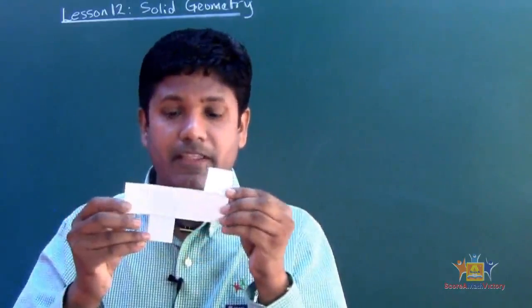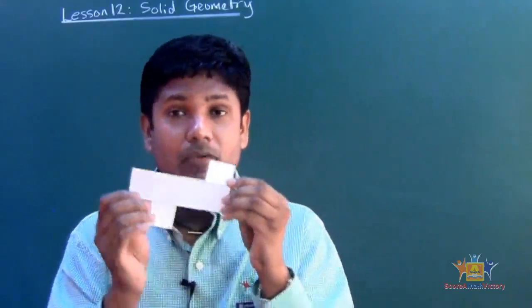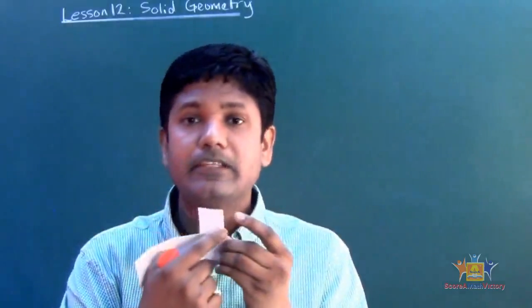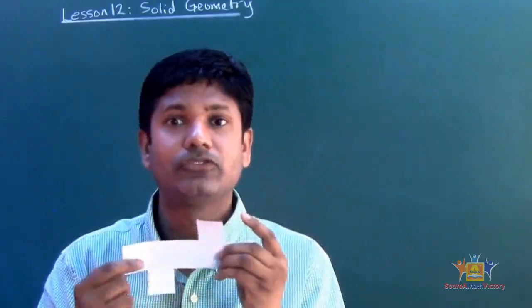Alright, so look at that. And how many surfaces are there? 1, 2, 3, 4, 5, 6. Now when it's a cube, each surface makes what? A square. Alright, that's 6 squares.